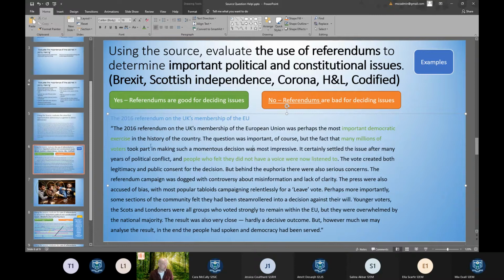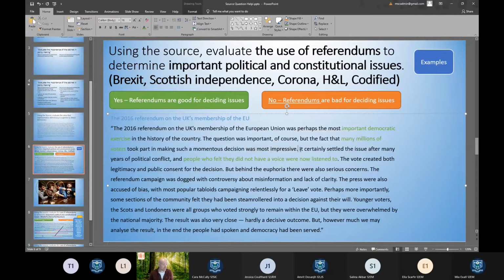Many millions of voters took part in making such a momentous decision was most impressive. You could colour that in green, but impressive isn't really an argument. So I'm going to leave that one because it's not really an argument in itself. It's not really something I can debate. Like if someone comes up to you and says, "Oh, that's impressive," you'd be like, "Well, why?" It doesn't actually include the reason.